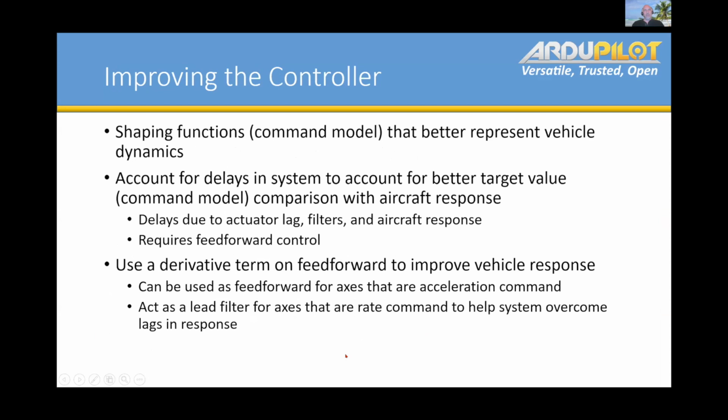All right, 10 minutes left, getting on to improving the controller. Three things I'm hitting on here: shaping functions and how they could be done to help provide a more realistic target for the aircraft, accounting for delays in the system to help align the command model with the aircraft response, and then lastly, this feed-forward derivative term, which essentially helps improve the vehicle response for axes that have more of an acceleration command, which is mainly true for all the axes in a multi-rotor and basically the yaw axis for a helicopter.